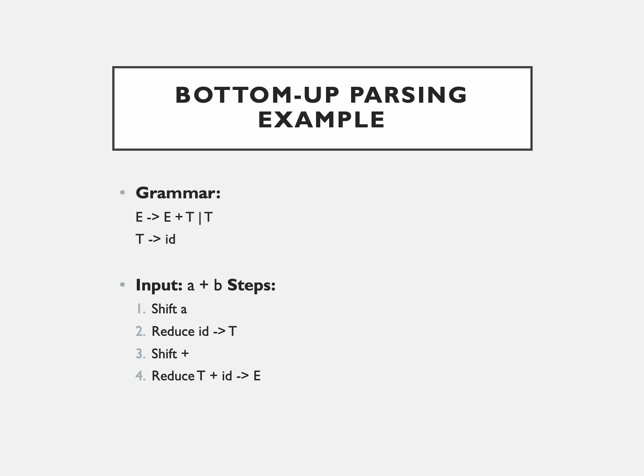Now, bottom-up parsing constructs the parse tree from the leaves, which are tokens, upward to the root, applying reduction rules at each step. It is more robust than top-down parsing and can handle a wider range of grammars, making it a preferred choice for many modern compilers.